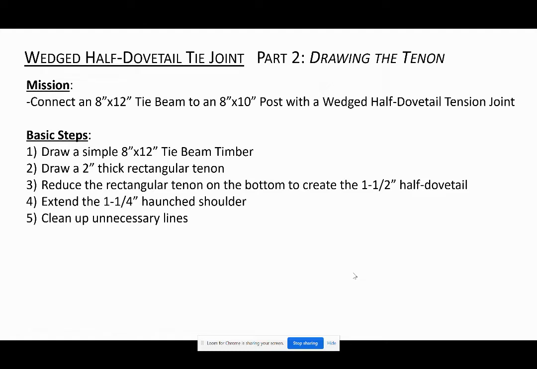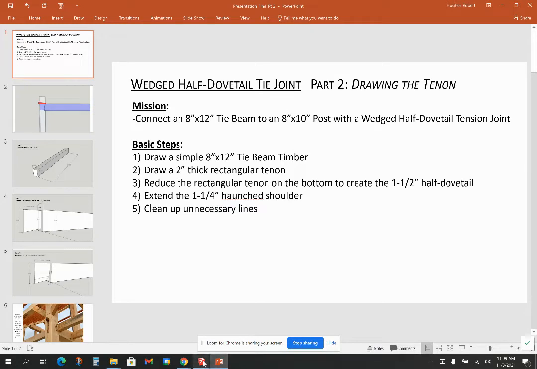And so the basic steps of this video are to, first off, draw a simple 8x12 tie beam timber. After we've drawn that timber, we're going to draw a 2-inch thick rectangular tenon. After that's drawn, we need to reduce that tenon to create the 1.5-inch dovetail on the bottom of the tenon. Then we will extend the shoulders or the haunches out 1 1/4 inches from the original line of the timber. After that, we'll clean up some unnecessary lines and we'll be good to go. So let's move on to the model.